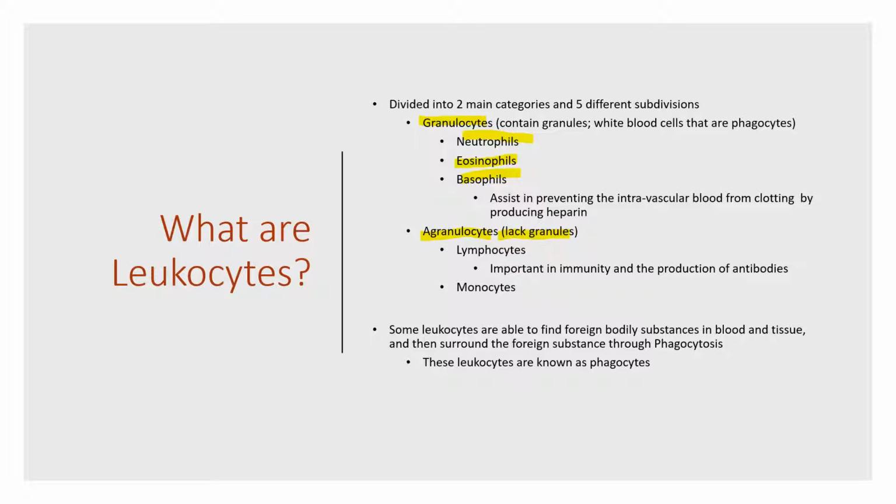The basophils assist in preventing the intravascular blood from clotting by producing heparin. And the agranulocytes include the lymphocytes and the monocytes. The lymphocytes are important in immunity and the production of antibodies. Something important there is to realize that they are important to the production of antibodies. Now, some leukocytes are able to find foreign bodily substances in blood and in tissue, and then surround that foreign substance through phagocytosis. And these types of leukocytes are known as phagocytes.